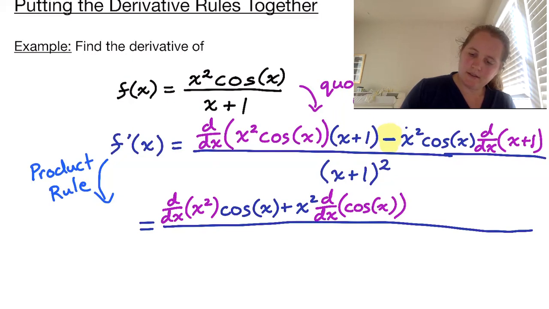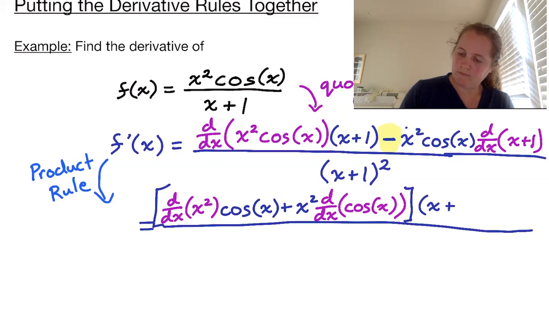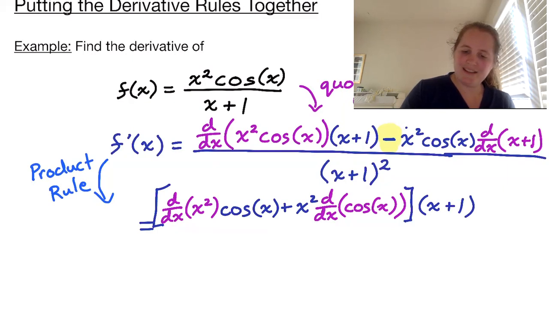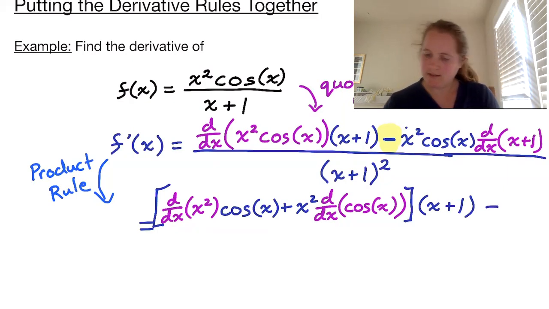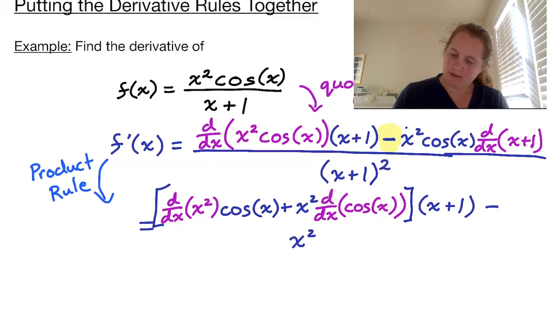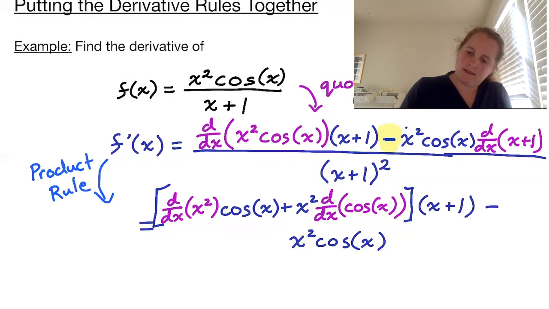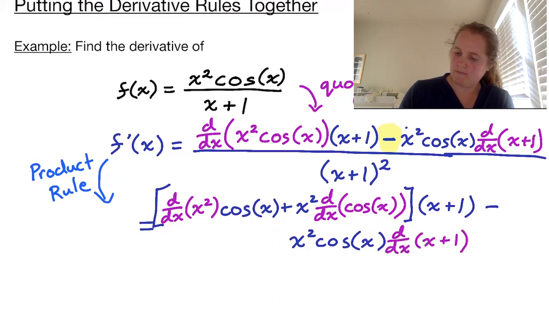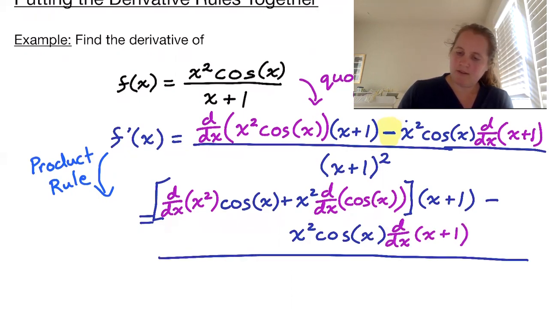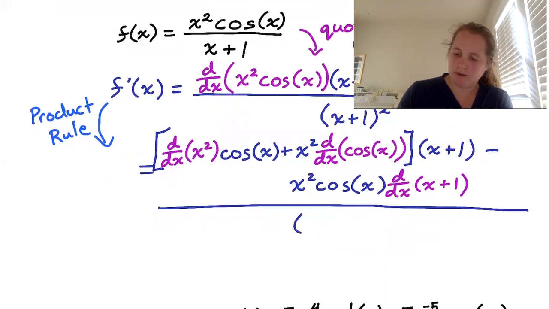This entire thing was multiplying our x plus 1. I clearly did not give myself enough room here. Then we have our subtracting x squared cosine of x. I'm going to leave that derivative of x plus 1 for the moment. And all of that is divided by x plus 1 squared.